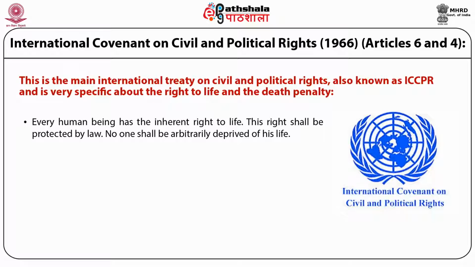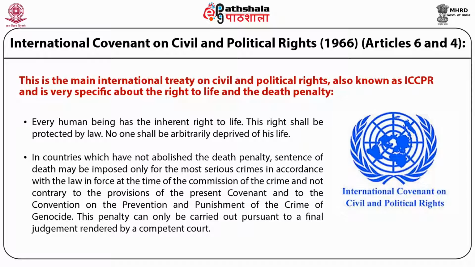In countries which have not abolished the death penalty, the sentence of death may be imposed, but only for the most serious crimes in accordance with the law in force at the time of the commission of the crime. What this essentially means is that on January 1st, 2015, if you have committed an act of murder in, say, country X, then you can only be sentenced to the maximum available punishment according to the law in force on January 1st, 2015. So let us assume that you kill an individual on January 1st, 2015, and you're convicted by a court of law on February 1st, 2015.